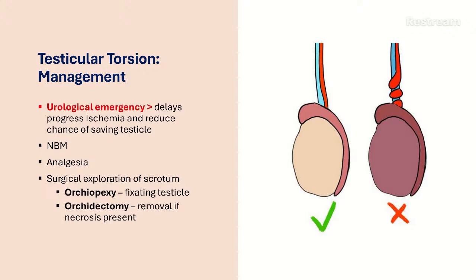Two main options. So there's orchidopexy, which is fixing the testicle, and then orchidectomy, which is removal of necrosis if it's present. Normally we fix both sides, so not just the side that's torted, we do the other side as well. And obviously if there's any necrosis, we remove it because it's a non-viable testes. And again, just on the right image there, showing that the spermatic cord is twisted, and that causes ischemia and then necrosis, so tissue death.